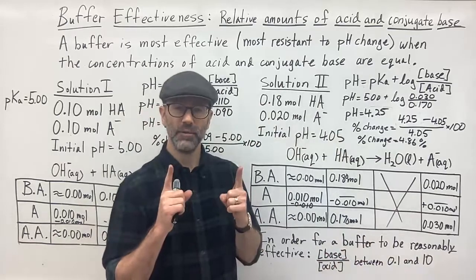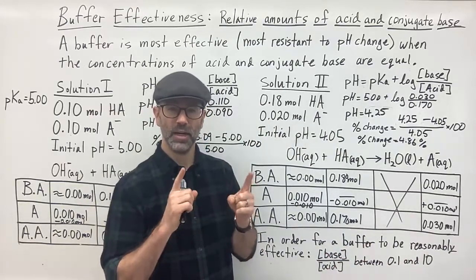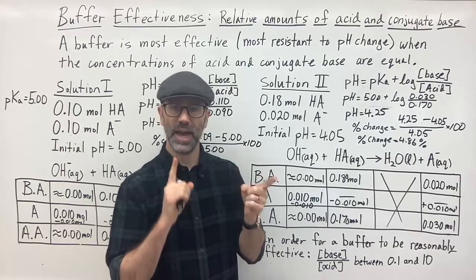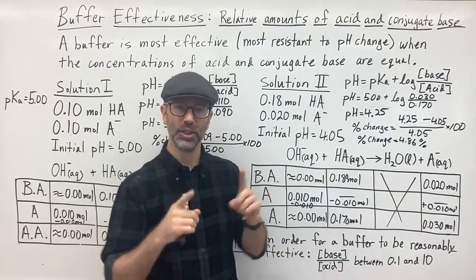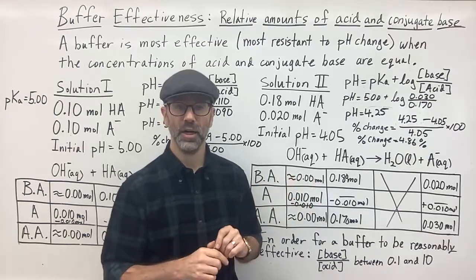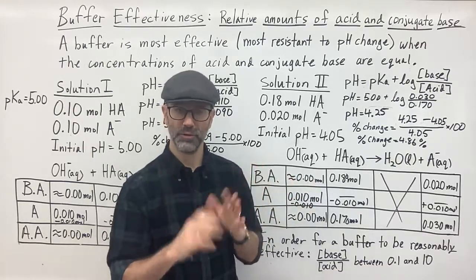So if the concentration of the acid and base differ by a factor greater than 10, then that's definitely not going to be an effective buffer. So you got to be within that range.